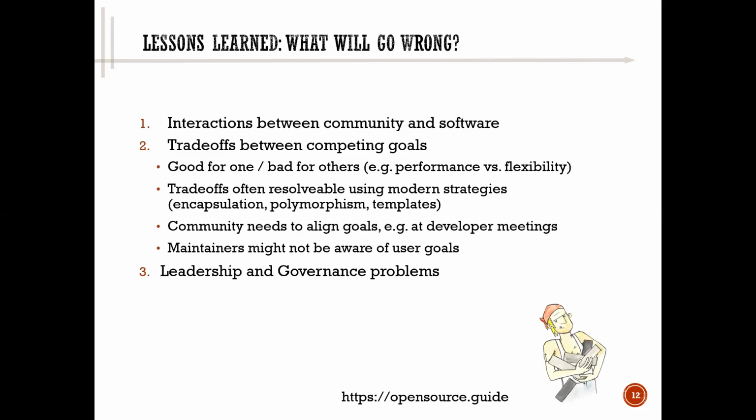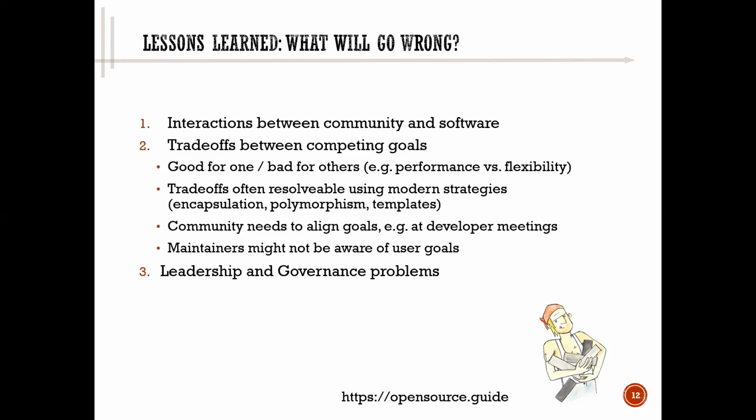Then there are trade-offs between competing goals in the software. So for example, a certain change can be good for one user or one group of users, but bad for others. The typical trade-off is the one between performance and flexibility. These problems can usually be resolved using modern software development strategies. For example, encapsulation, polymorphism, templates, all kinds of things that make the software more flexible for different purposes without costing too much performance. But the community needs to align these goals, for example, at developer meetings.